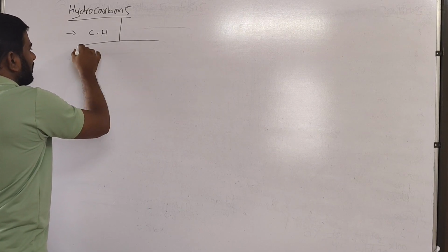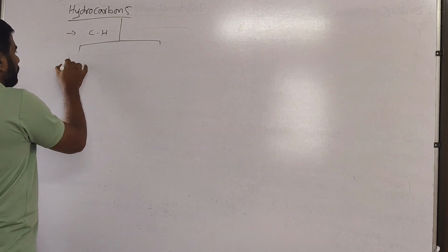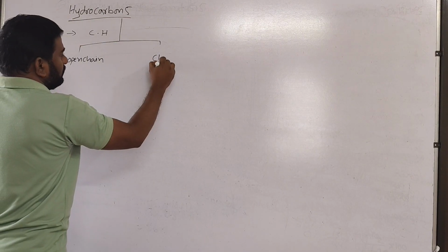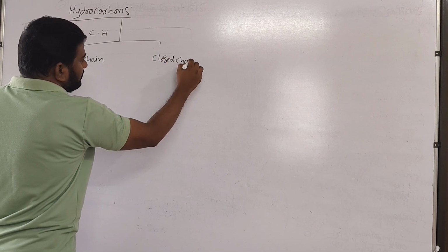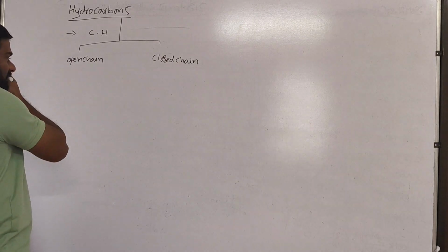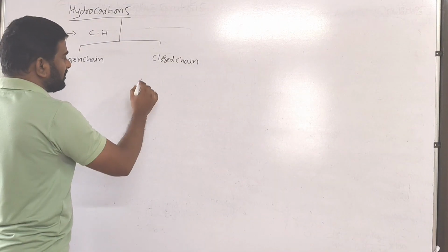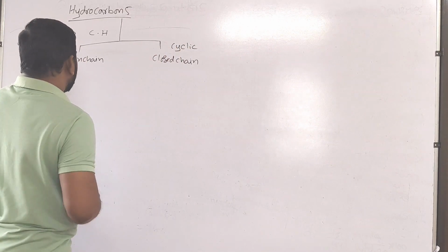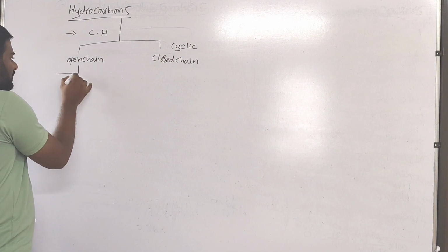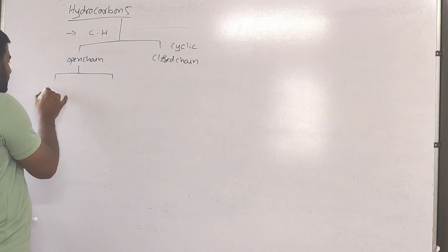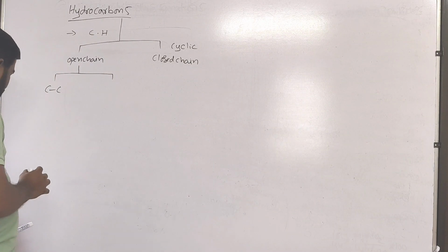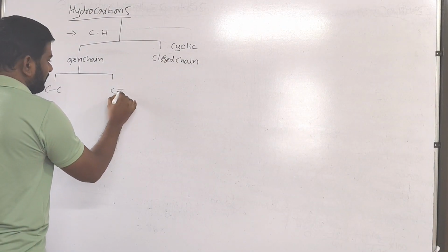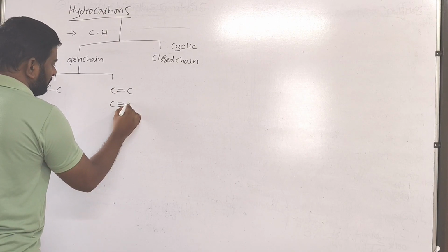In these hydrocarbons, mainly two types are there: open chain hydrocarbons and closed chain hydrocarbons. This closed chain is also called cyclic compounds. These open chain compounds are again two types: carbon single bond containing compounds, and carbon double bond, carbon triple bond containing compounds.